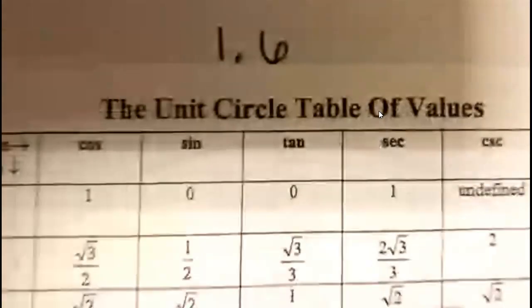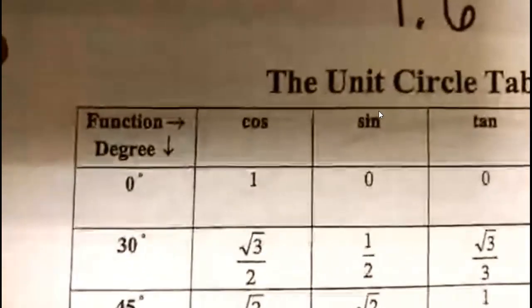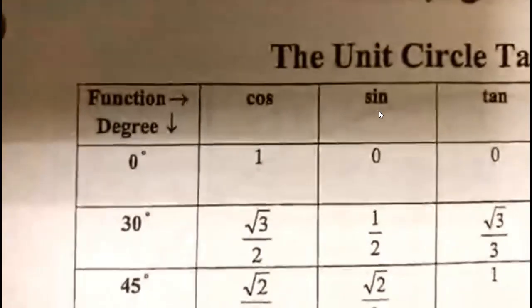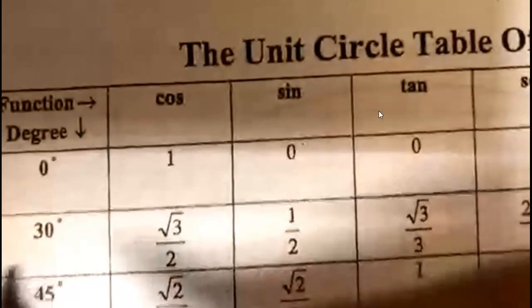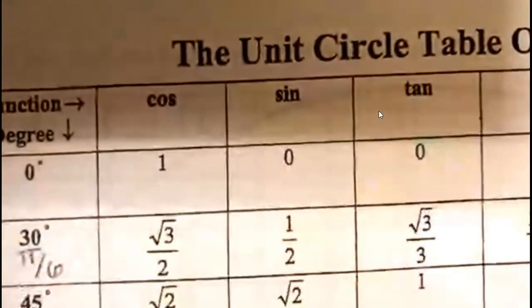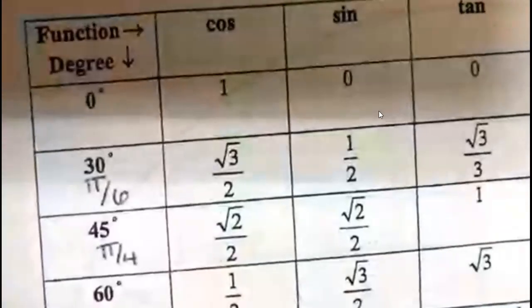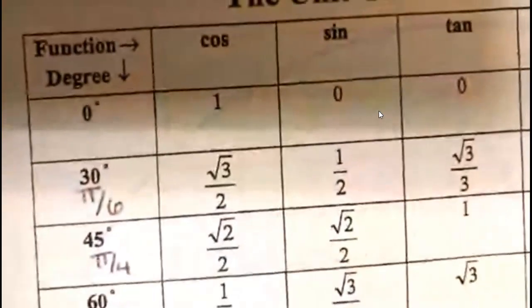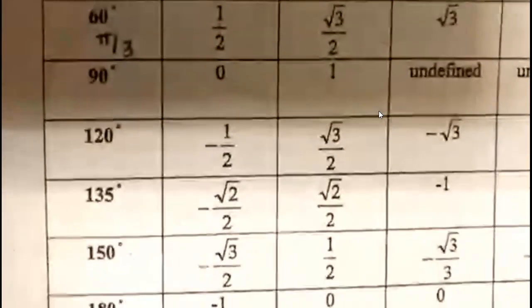Okay, so we're going to put down next to all of the functions and their degrees, their radians. So 30 degrees is the same as pi over 6. 45 degrees is pi fourths. 60 degrees is pi thirds. 90 degrees represents the top part of the unit circle. 90 degrees is pi halves.